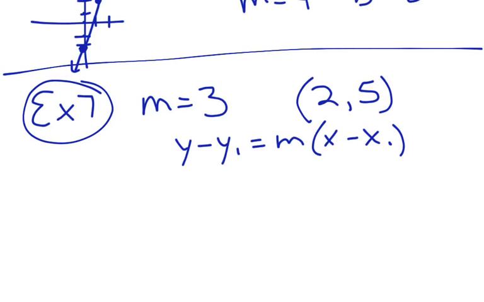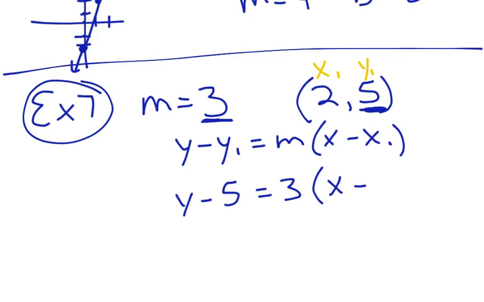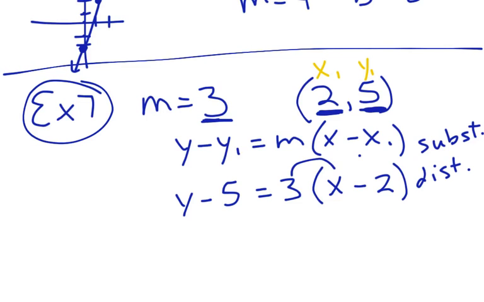I'm going to go ahead and label my x1, y1, and now I'm going to start substituting. Y minus, my y1 is 5, so I'm going to plug that in, equals m, my m is 3, plug that in, times x minus, my x1 is 2. Plug that in. So first thing we do is substitute. Second thing we're going to do is distribute, and I'm abbreviating here. 3 times x, 3 times minus 2. Y minus 5 equals 3x minus 6.